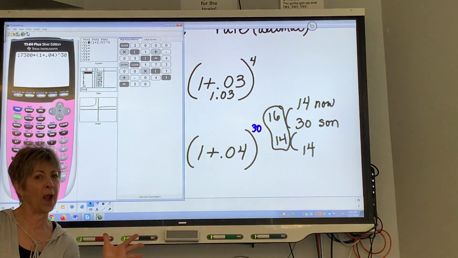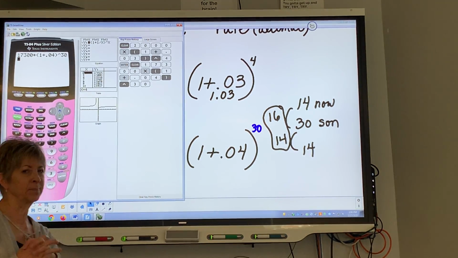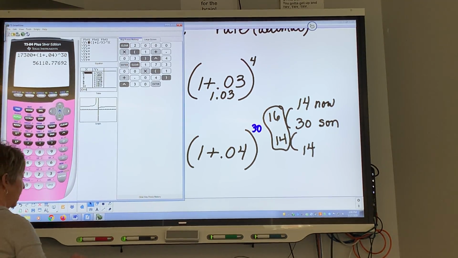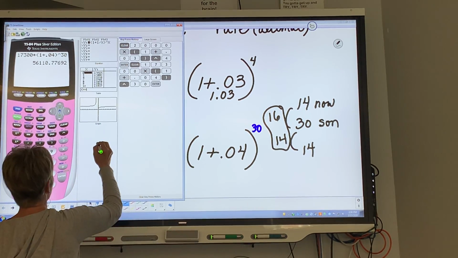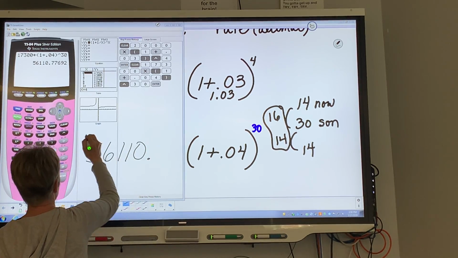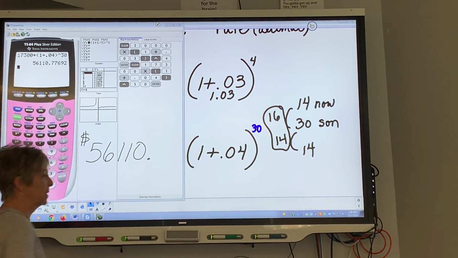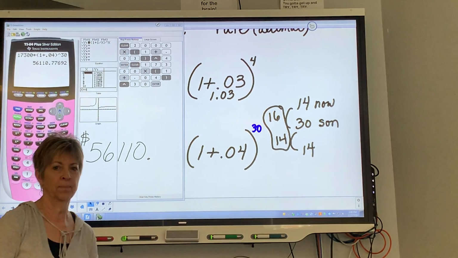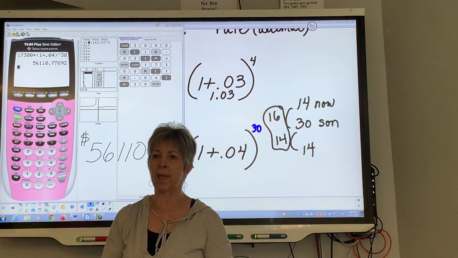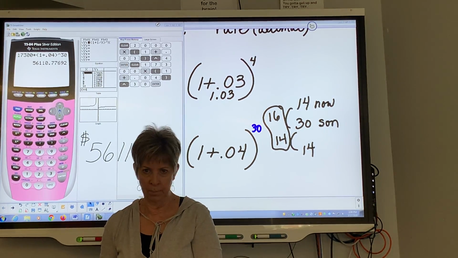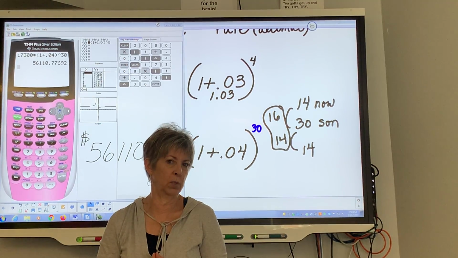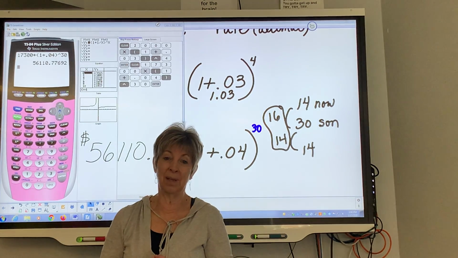Now, I'm almost afraid to push this button. It's going to be sticker shock for you guys. Enter, yowza. If we round this off, tuition is going to be approximately, I'll even round it off to the nearest dollar, $56,110. Now, I know that sounds ridiculous to you, but remember that salaries are going to grow in 30 years, and everything else is going to grow too. But it is a lot of money, something to think about.